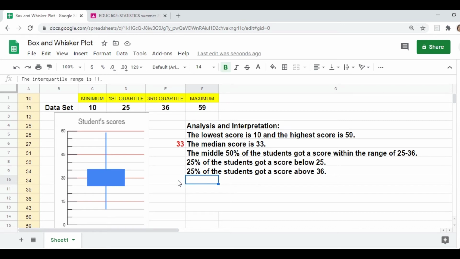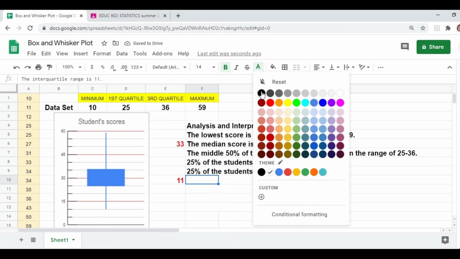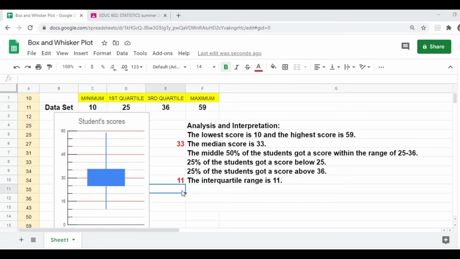Here we can also describe the distribution based on the interquartile range. We have a formula for getting the interquartile range, which is equals the third quartile minus the first quartile. That is 11, so we can say that the interquartile range is 11. Since we already have the value for the interquartile range, we will use this to get the boundary for the upper and lower fence.